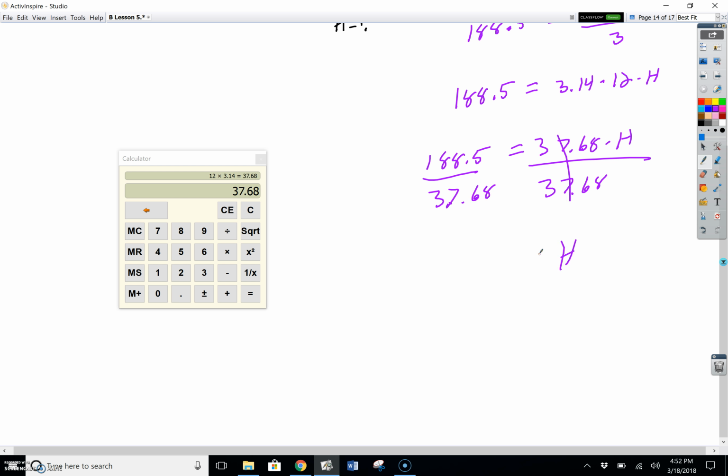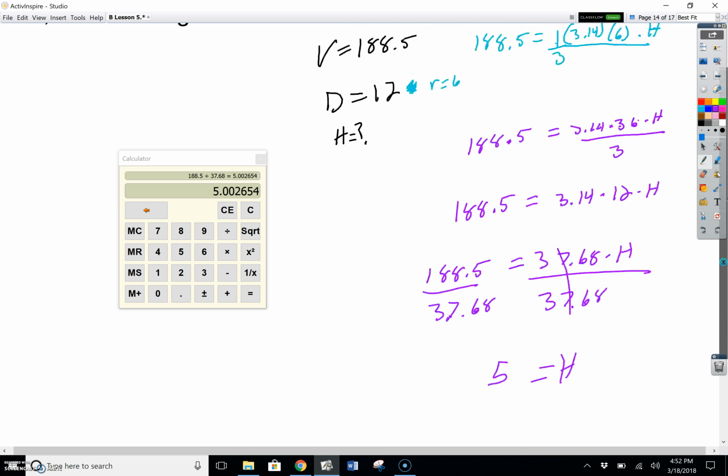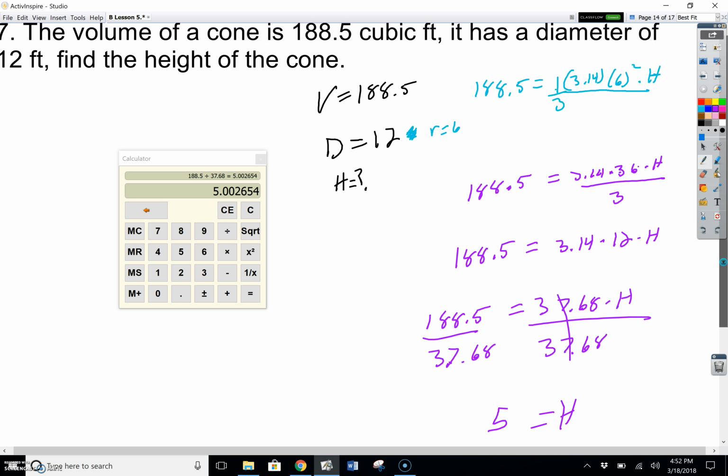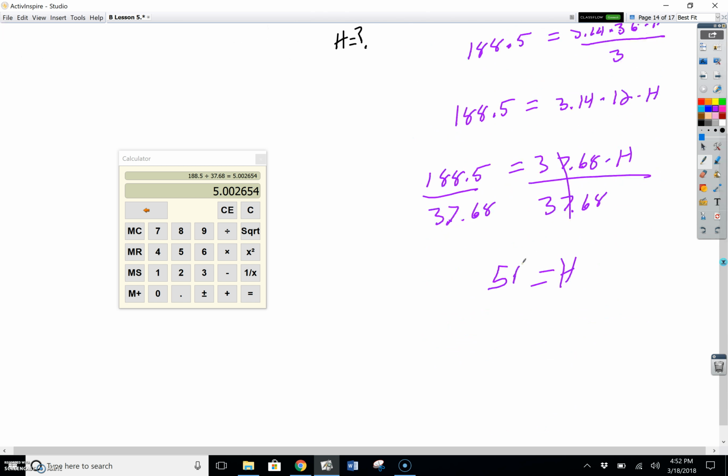And this is going to give me h is equal to, let's see, 188.5 divided by 37.68 equals 5. So my height would be 5 as my final answer. Don't forget your units. Excuse me, my height is 5 feet.